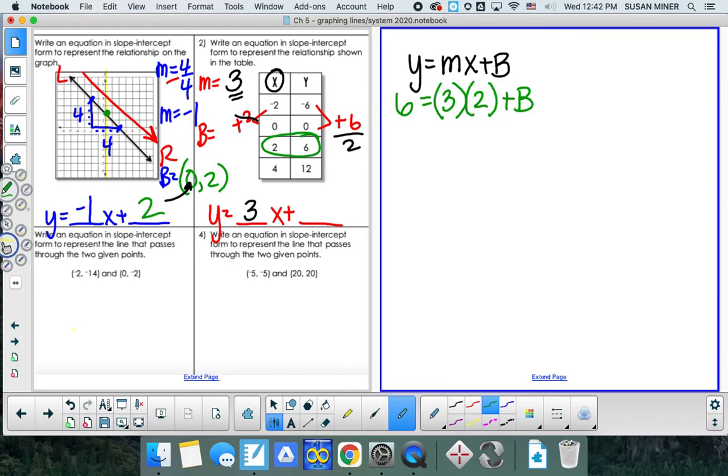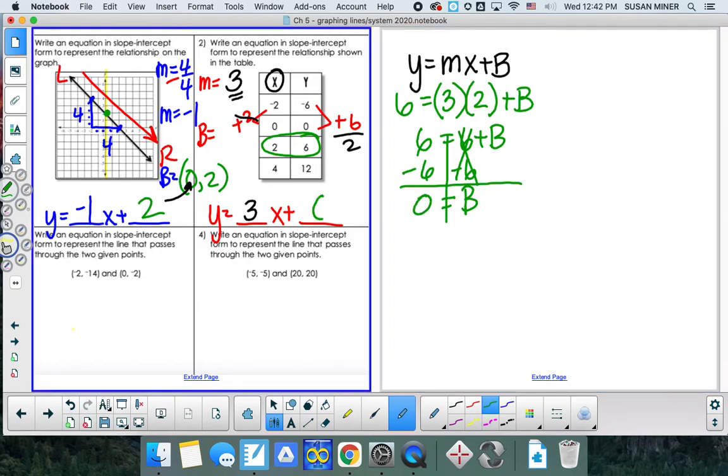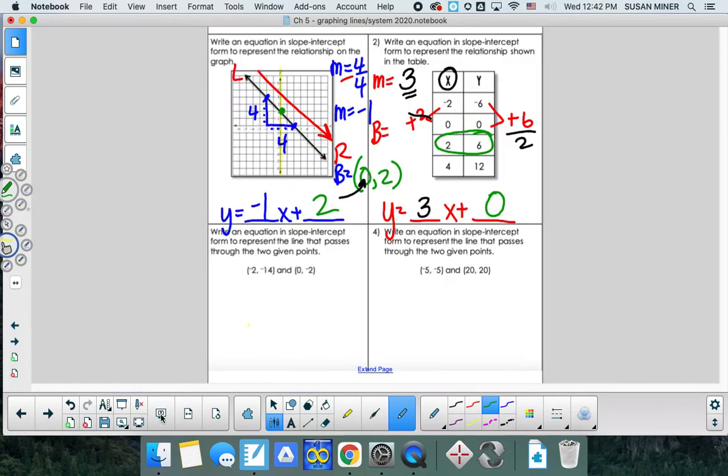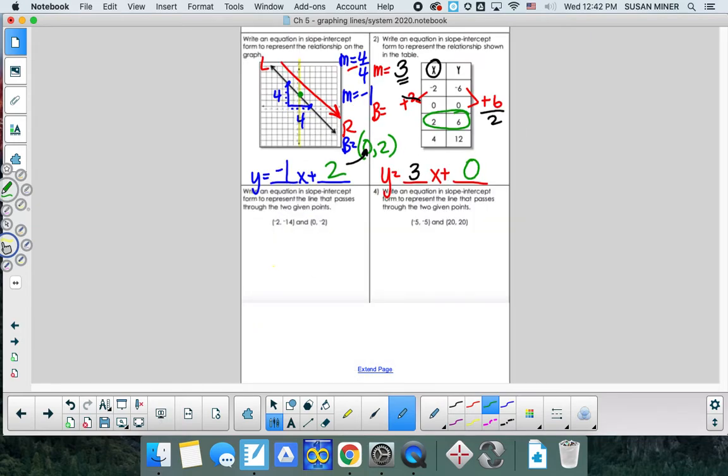So I multiply 3 times 2 and get 6 plus b is equal to 6. I can solve by subtracting 6 from both sides. These cancel, and so b is equal to 0. So even if I don't know the quick method, right, then I can use my knowledge to solve and find out what the y-intercept is. Okay, let's make this big again. Let's go back to single page, and let's do the next one, 2 points.